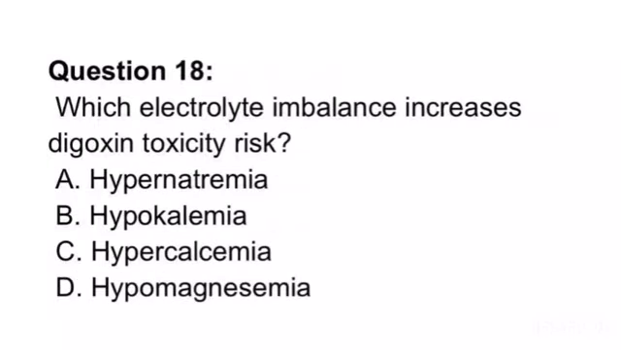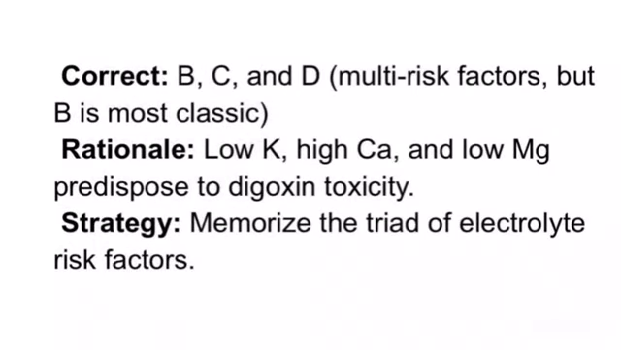Question 18. Which electrolyte imbalance increases digoxin toxicity risk? A. Hypernatremia. B. Hypokalemia. C. Hypercalcemia. D. Hypomagnesemia. Correct: B, C, and D are multi-risk factors, but B is most classic. Rationale: low K, high Ca, and low Mg predispose to digoxin toxicity. Strategy: memorize the triad of electrolyte risk factors.